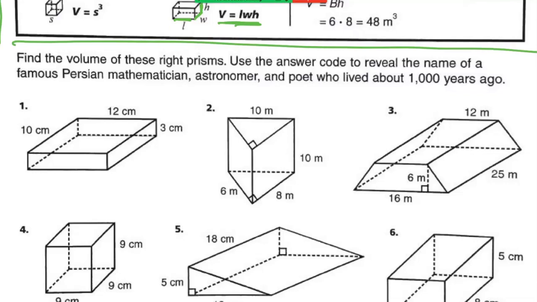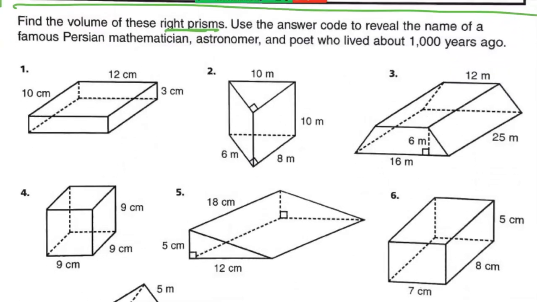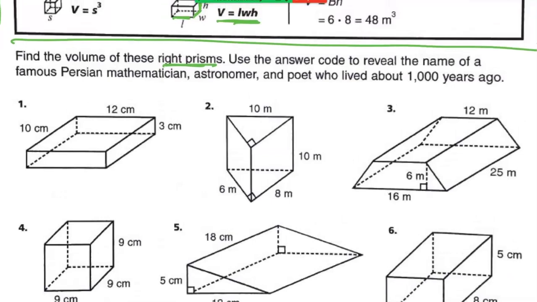Find the volume of these right prisms. Okay, so they're not oblique. Use the answer code to reveal the name of a famous Persian mathematician, astronomer, and poet who lived about 1,000 years ago. Okay, so there's a lot of work here. This is going to be your length, this is going to be your width, and this is going to be your height. So if I say volume equals length times width times height, you can get 360 centimeters cubed. Make sure you can get that.